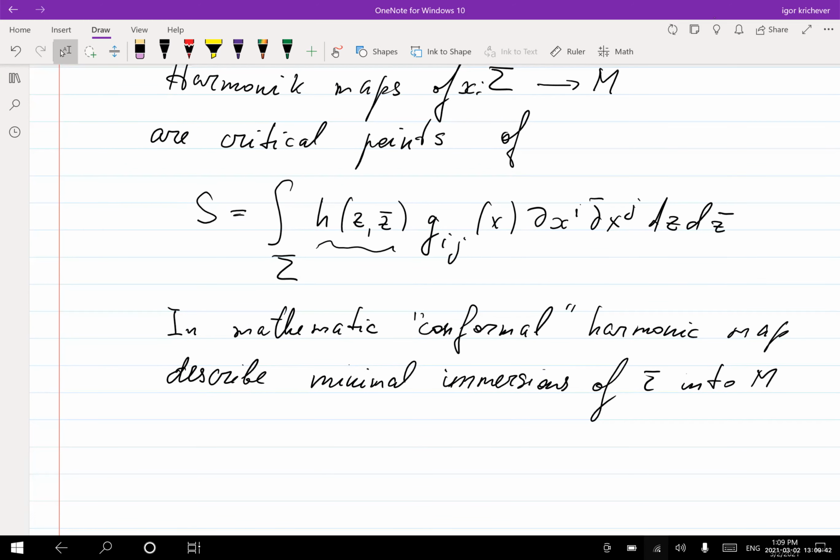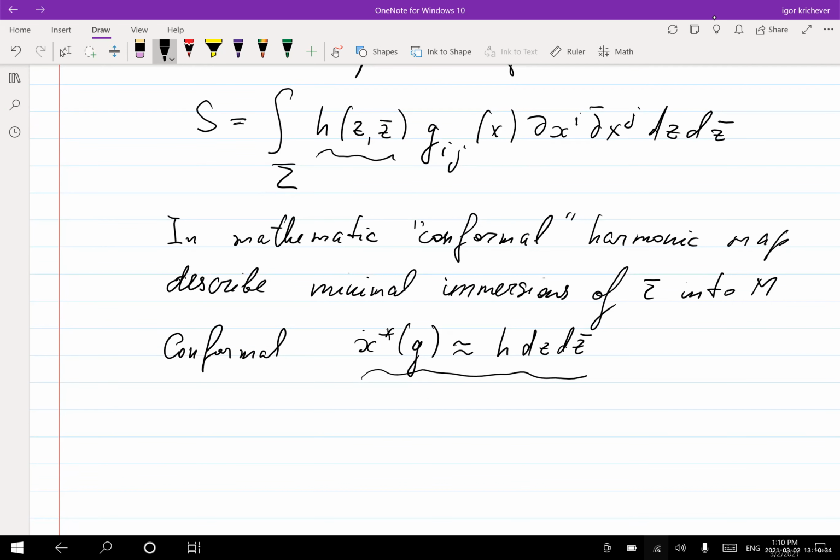of a surface, and conformal means that in addition to the condition that the map is harmonic, the condition is that if you take x and push back the metric from M to sigma, this is in the same conformal class as h dz d z-bar. So only these harmonic maps describe minimal immersions of surfaces into a Riemannian manifold.